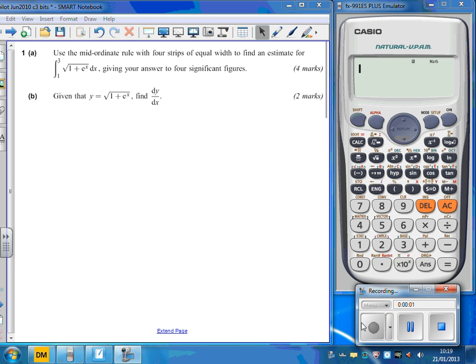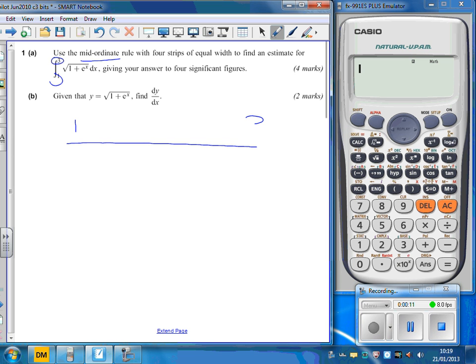Okay, question one. This is from the June 2010 pilot paper, and we've got a mid-ordinate rule question. It says we're going from 1 to 3. The very first thing we've got to do is be very careful how to strip this. We want 4 strips. So 1, 2, 3. 4 strips, check them. 1, 2, 3, 4 strips. You don't want to go wrong with your stripping.